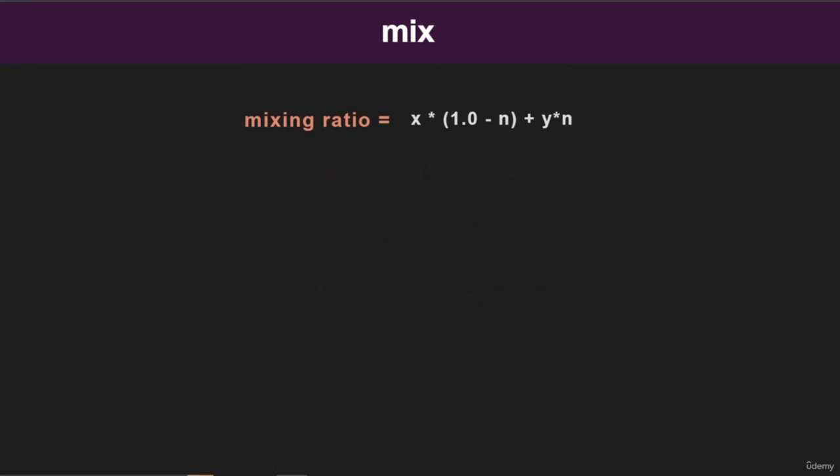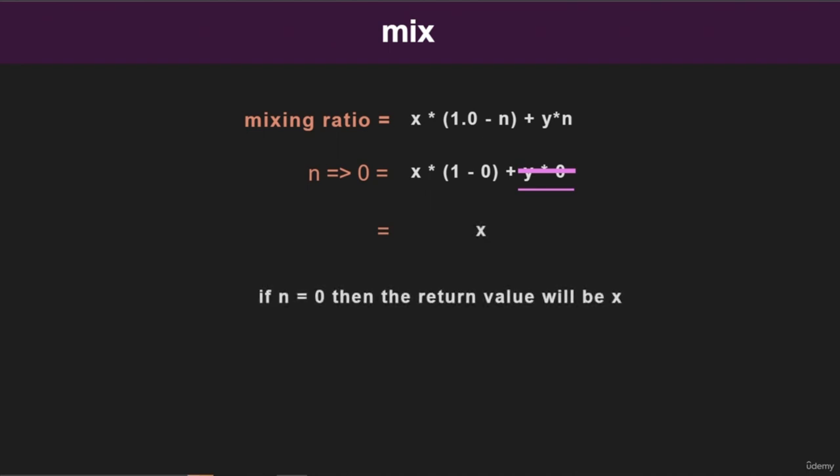Okay. If the in value equals 0, then the equation will be like this. y multiplied by 0 equals 0, and x multiplied by 1 equals x. And thus, the result will be x. So that's why we said that when the in value equals 0, the return value will be x, which is the first value we write in the mix function.